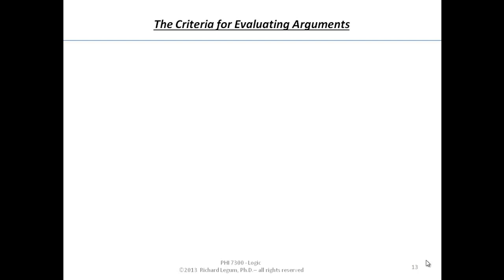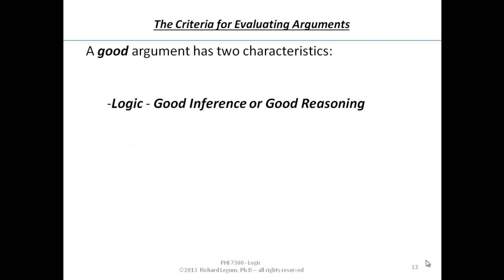Well, let's review what we've figured out so far about the criteria for evaluating arguments. We were looking at bad arguments which had problems in each of these areas, but a good argument is good in both of these areas. That is, a good argument has two characteristics. That's the lesson that we learned. One is that the logic is good. The inference is good reasoning. And we'll talk about what logic is a little bit more. That's one thing, that there's good logic.